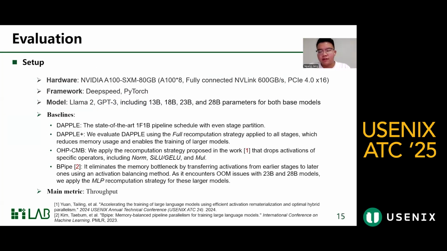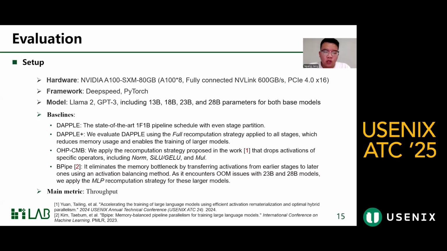Now let's move on to the evaluation. Our experiments were conducted on NVIDIA A100 80GB GPUs using the DeepSpeed framework. We evaluated the Llama-2 and the GPT-3 models with varying sizes. We compared against 5 baselines. The first 4 are from frameworks. The double hash indicates the state-of-the-art 1F1B pipeline schedule with even stage partition.